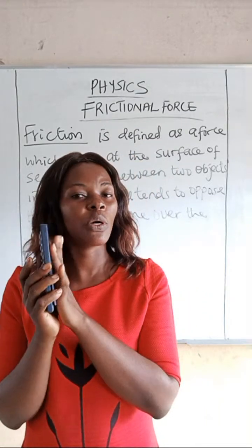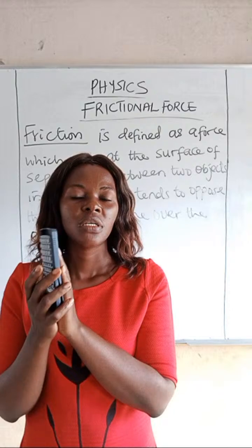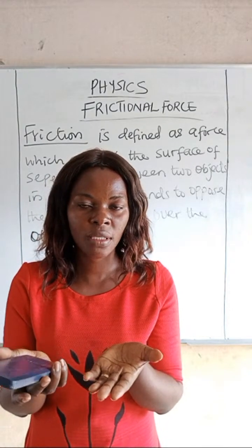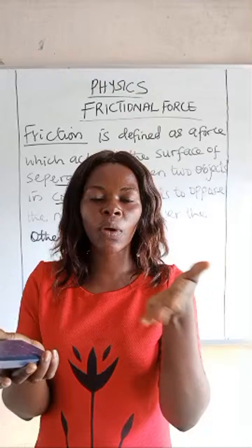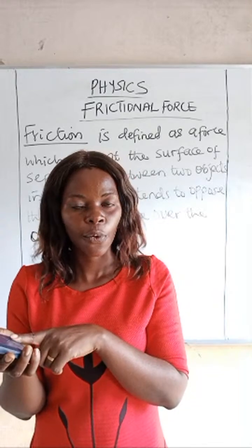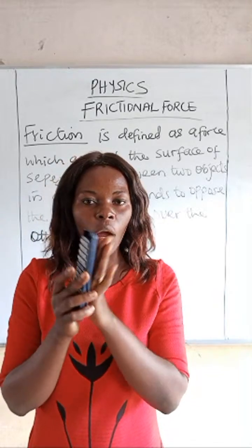Now, there's one thing you must know about friction. The two bodies must not be of the same nature. How do I mean? One must be smooth, while the other surface must be rough, so that it can work well.